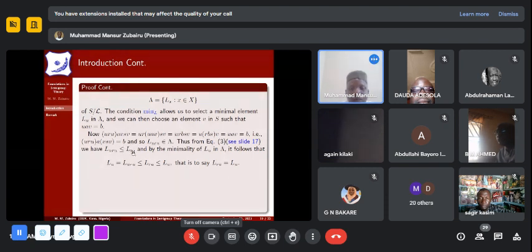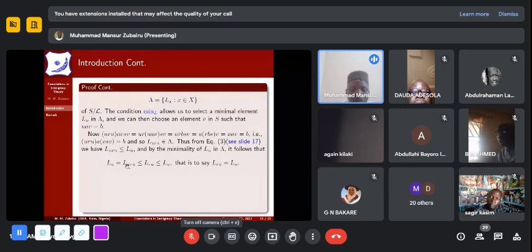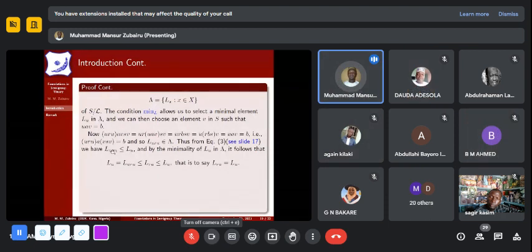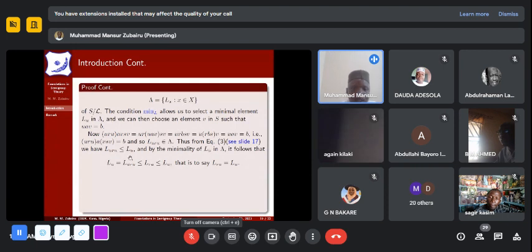And by the minimality of LU in this set, if it is minimal, it is less than or equal to every element in the set. So it follows that they are equal. LU is equal to LURU, because LURU is less than or equal to LU, and by the minimality, LU is less than or equal to LURU. So it means they are equal.